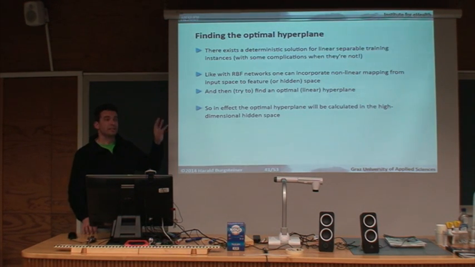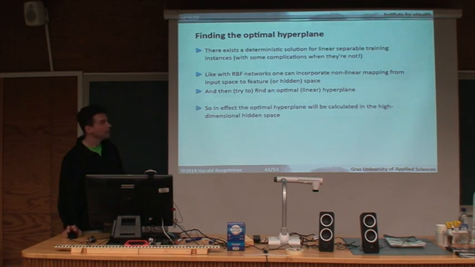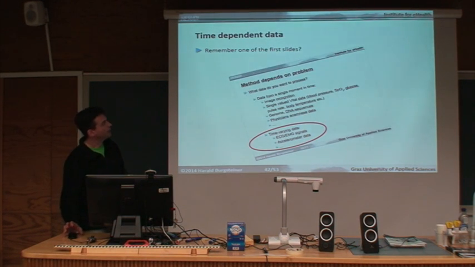Finding the optimal hyperplane is not that easy. There exists a deterministic solution if you know your data is linearly separable. It becomes a bit more complicated if your data is still not linearly separable. You might add features like we heard before, casting your data to a high-dimensional space and then try to find a linearly separable hyperplane, for example. It might work. But anyway, even if you don't find a linearly separable hyperplane, you can use support vector machines because they have some methods to deal with examples that are still on the wrong side. It's just for the idea.